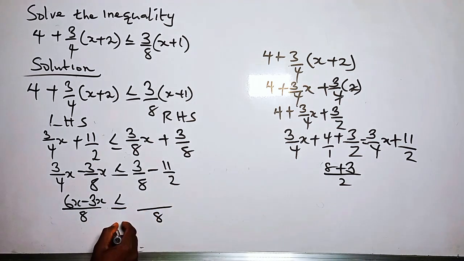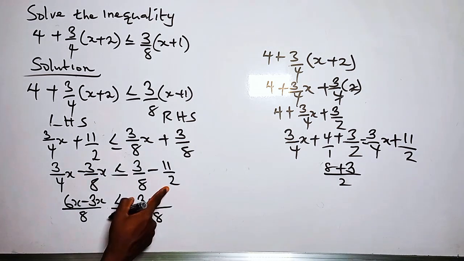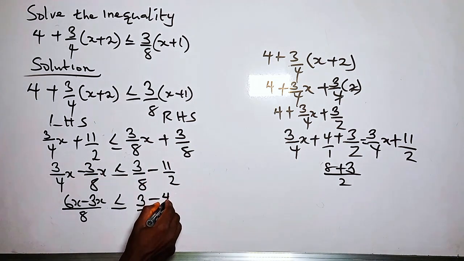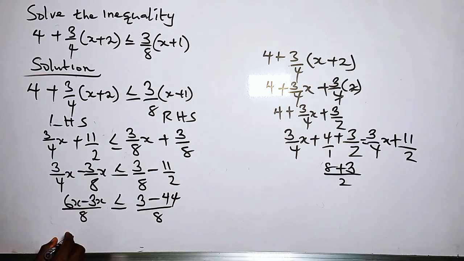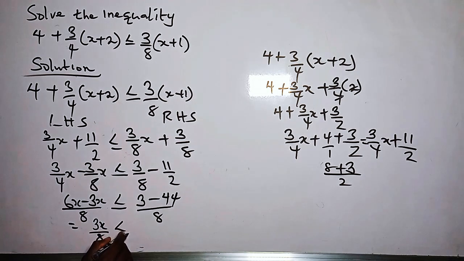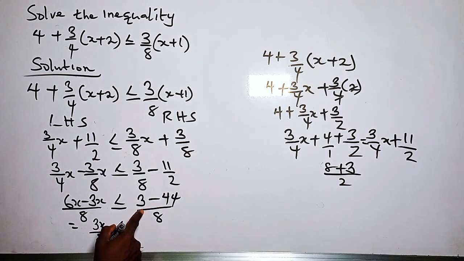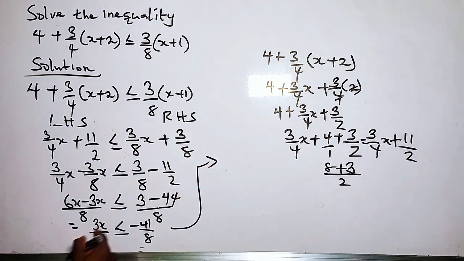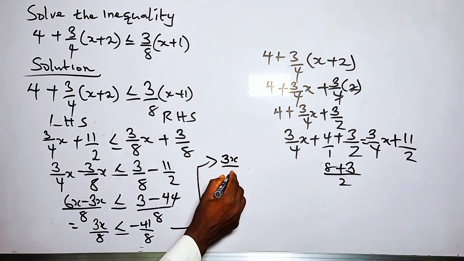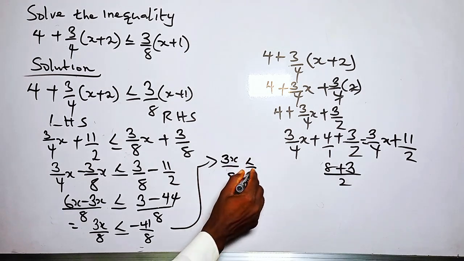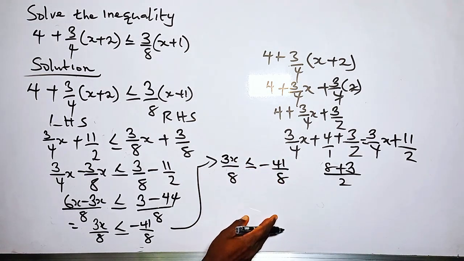Less than or equal to, at this point we have 8 as well. So this is 1, multiplied by 3. When you divide this with this, we have 4, multiply it with this, we have 44. For 6x minus 3x, we have 3x over 8, less than or equal to. When we subtract this from this, we have minus 41 over 8. So from here, we have 3x over 8 less than or equal to minus 41 over 8.